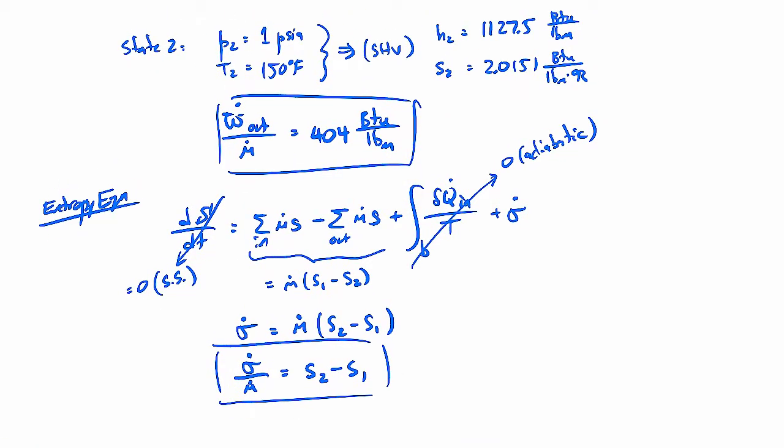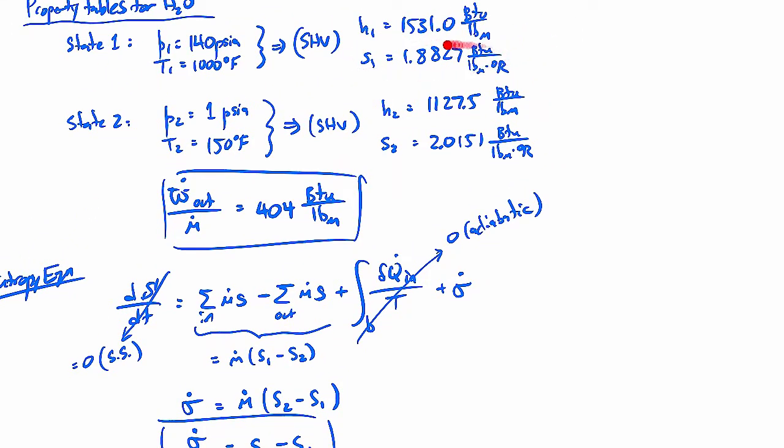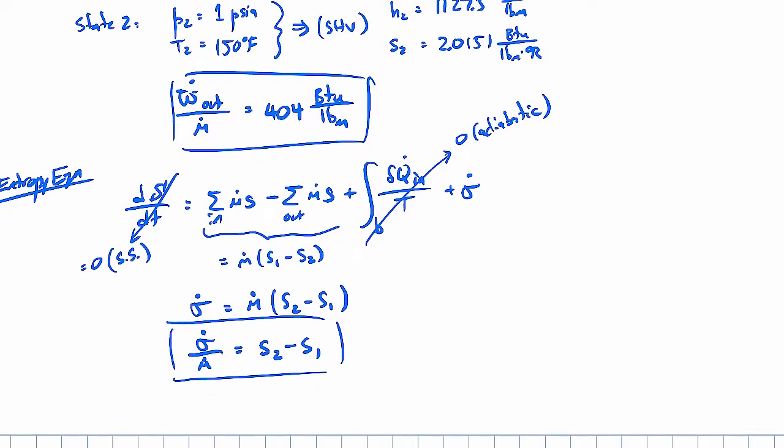And we conveniently looked up the values for specific entropy from the tables earlier on, so we can easily plug those values in, and what we'll get is 0.1324 BTUs per pound mass degrees Rankine.